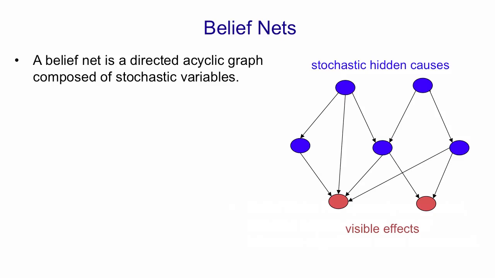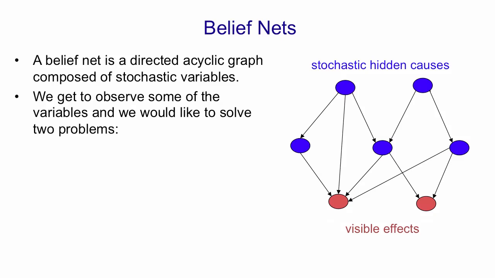So a belief net is a directed acyclic graph composed of stochastic variables, and here's a picture of one. In general, you might observe any of the variables. I'm going to restrict myself to nets in which you only observe the leaf nodes. So we imagine there are these unobserved hidden causes, and they may be layered, and they eventually give rise to some observed effects.